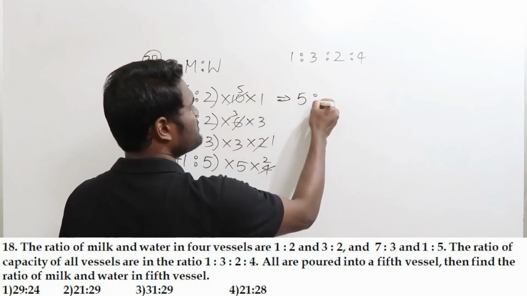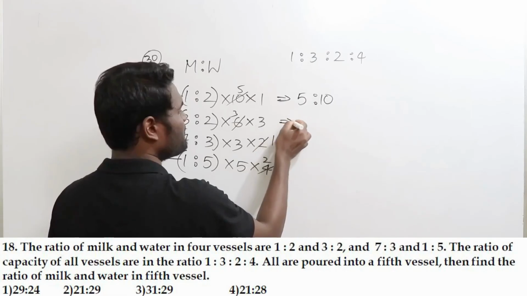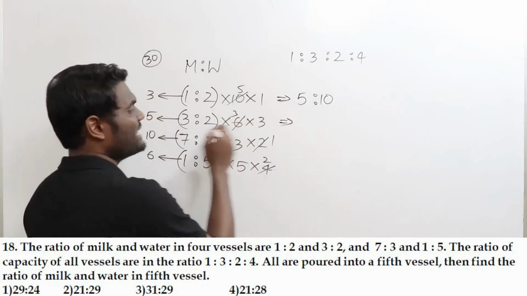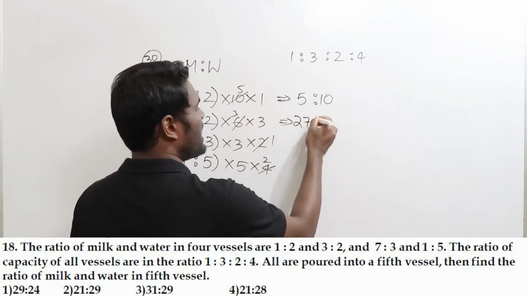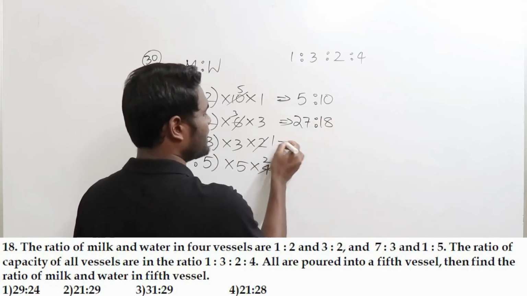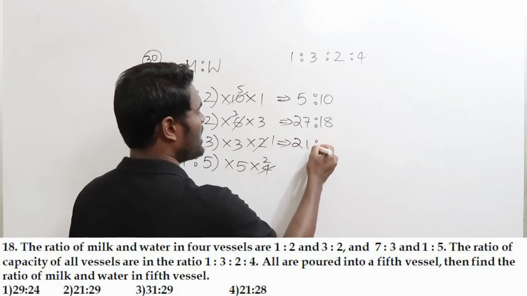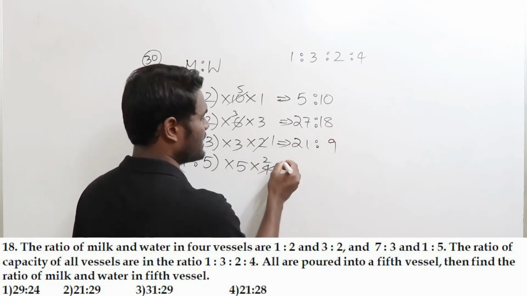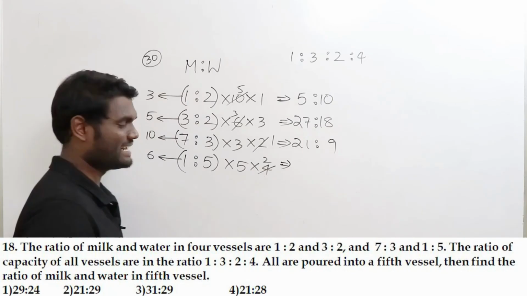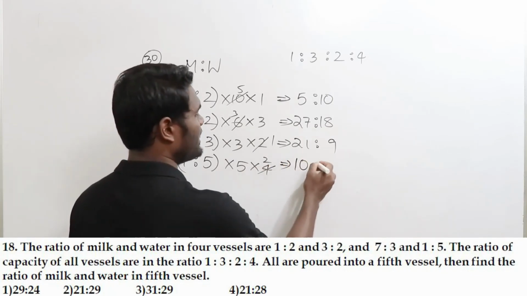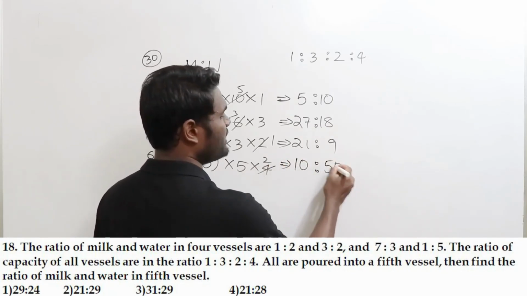5 1 times 5, 5 2 times, this will be 10. In the similar way, 3 into this will be like 9. 9 3 times is going to be 27, and 9 2 times it's going to be 18. In the similar way, this is like 3. So 3 7 times is going to be 21, and 3 3 times it is going to be 9. And if you look here, 5 2 times it's like 10. So 10 1 time this will be like 10, and 10 5 times it is going to be 50.